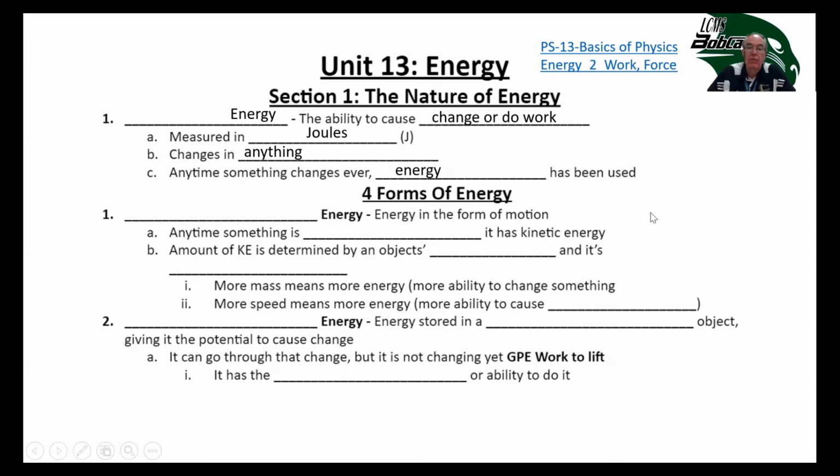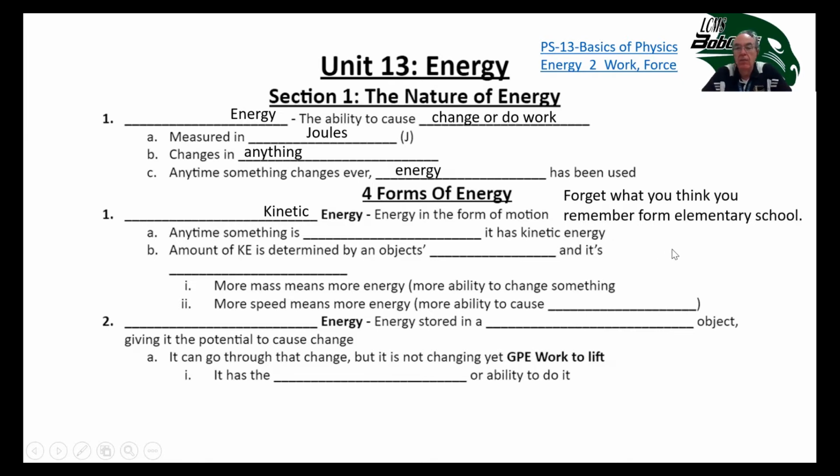Okay, there's four main forms of energy that we talk about in science and engineering. The first one is kinetic energy, which is energy in the form of motion. I want you to also forget what you think you remember from elementary school right here. In elementary school, they break things down, and it's either kinetic or it's potential.